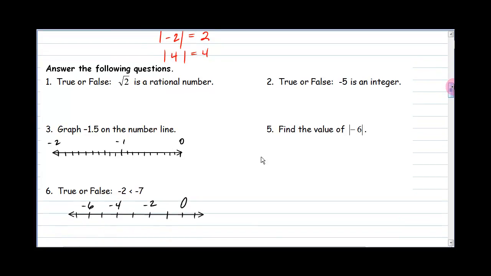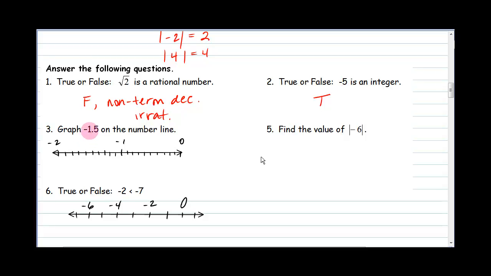So what if I wanted to answer these questions down here? Let's look at number 1. Is the square root of 2 a rational number? Well, no. Square root of 2 is not a rational number because, like I did on my calculator, when I take the square root of 2, it is a non-terminating decimal, and that makes it an irrational number. How about, is -5 an integer? Yes. -5 is an integer on the number line.